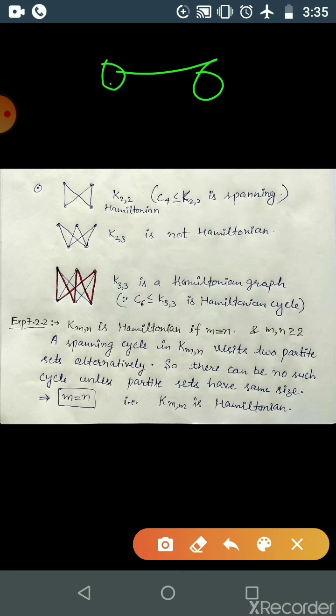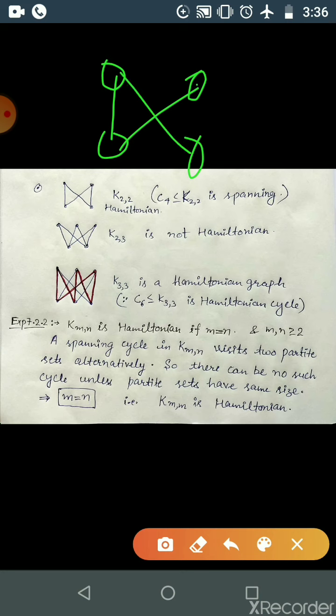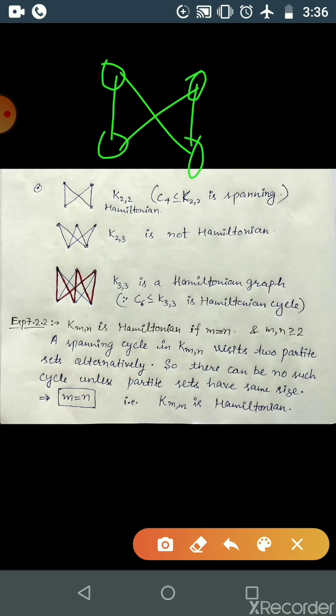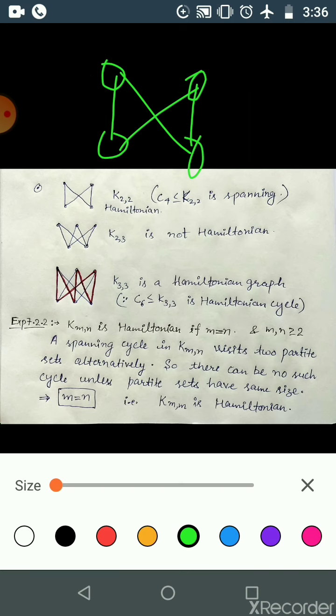Now K12, obviously there is no cycle present, so no Hamiltonian cycle is there, so this is not Hamiltonian. What about K22? K22 becomes like this, correct. Here is the first partite set containing 2 vertices, and here is the second partite set containing the other 2 vertices. So this is the K22. So is it Hamiltonian? Yes, it is Hamiltonian.